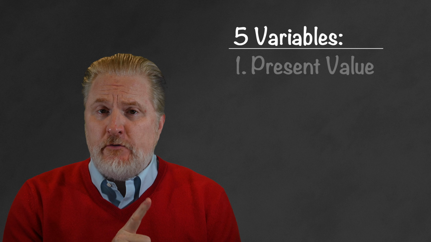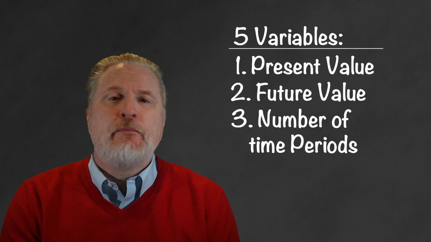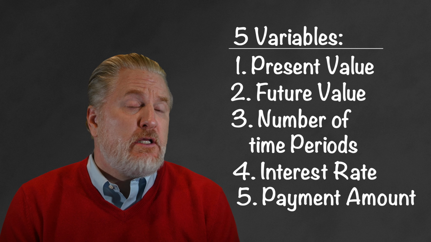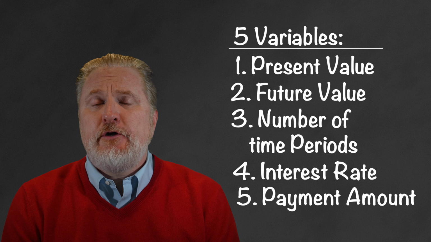To calculate any time value of money problem, there are usually only 5 variables that we need to consider. Those 5 variables are the present value, future value, number of periods between the present and future, interest rate, and the amount of any recurring payments that are made during each period. Having only 5 variables makes using a financial calculator easy.